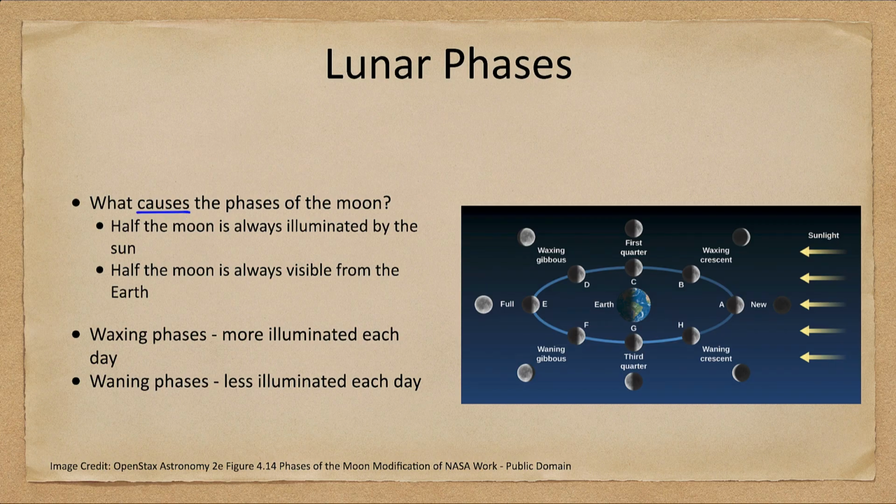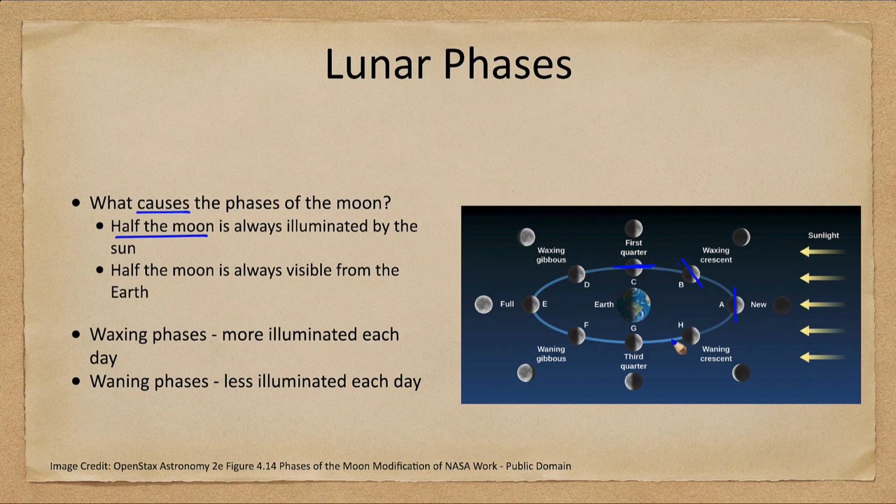Well, the moon is a solid object which is illuminated and shines by sunlight. So like any solid object, half of it will always be illuminated. So half of the moon is always illuminated by the sun. However, also half of the moon is visible from Earth. So if we look here, half of the moon is facing Earth, half is facing away. We can see the portion facing toward Earth.